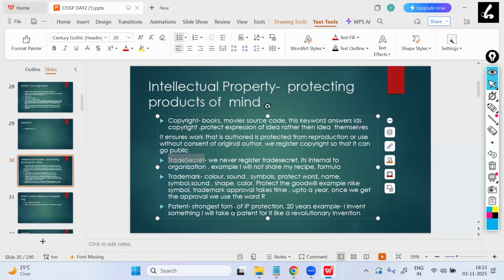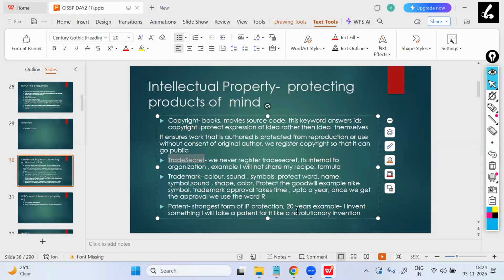Patent is the strongest form of IP protection. So when we talk about intellectual property, the strongest form of protection is patent. You get a patent for 20 years. If I invent something, I will always take a patent for it. If you research, there are so many companies. I think Gillette is one example where they made their razor blades, and they made money for 20 years because that was the patent to them only. Nobody else can do it. After 20 years, anybody else can start doing it, but till 20 years only you can do the business with that particular thing.